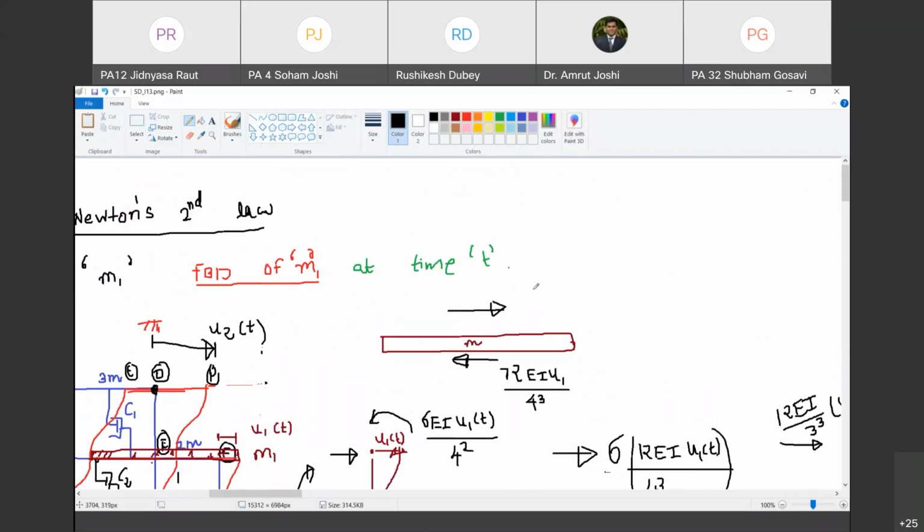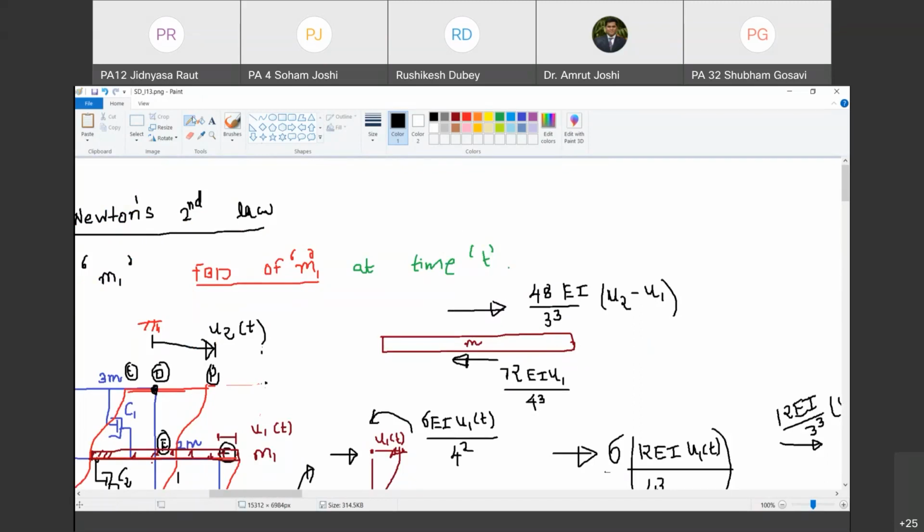क्या लिखूँ इसको? 4. So हो गया 48. 48 EI. Happy? Yes, sir. Upon 3 cube multiplied by (u2 minus u1). Happy? Yes, sir.